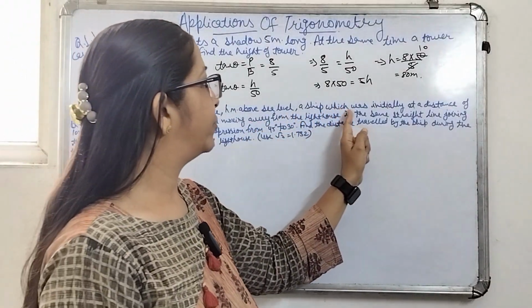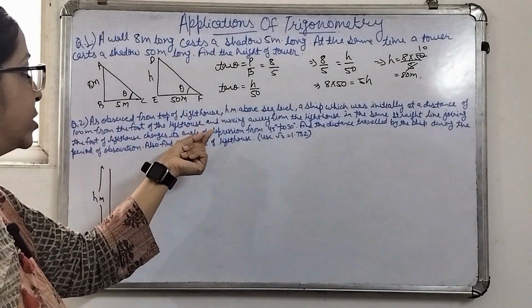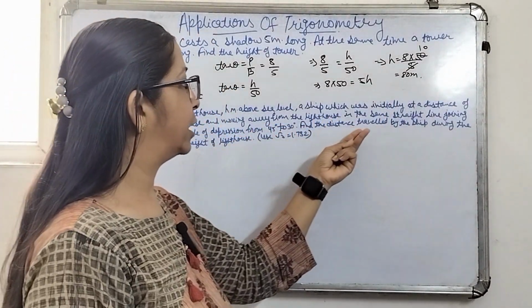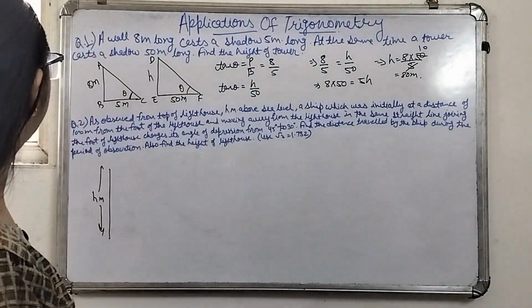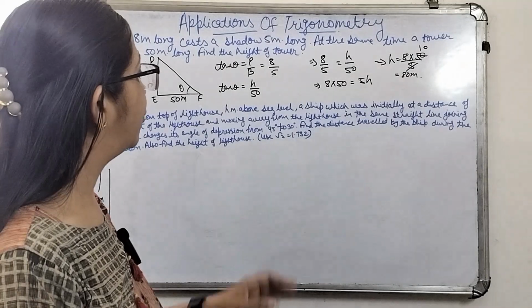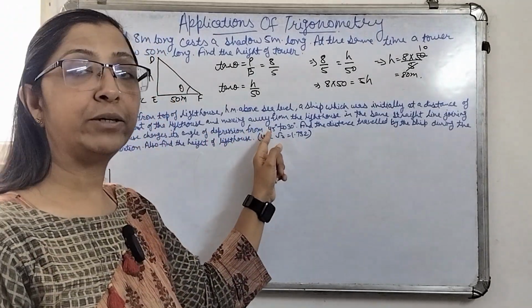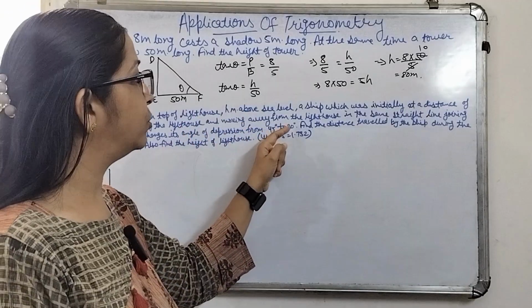A ship which was initially at a distance of 100 meters from the foot of the lighthouse and moving away from the lighthouse in the same straight line joining the foot of lighthouse changes its angle of depression from 45 degree to 30 degree. Means initially the angle of depression was 45 degree. Now then it is changed to 30 degree.